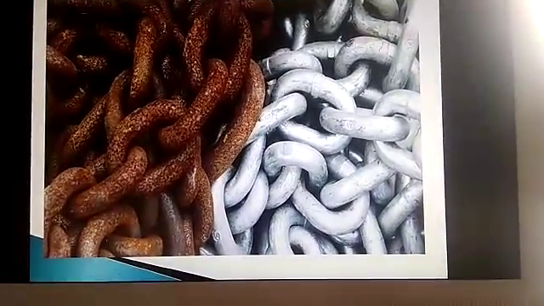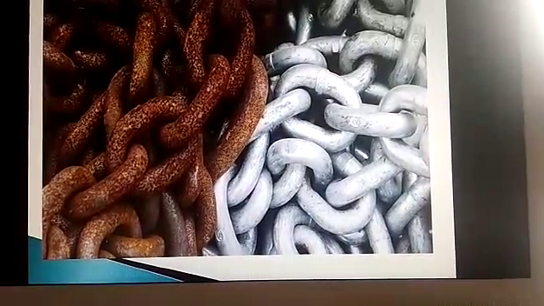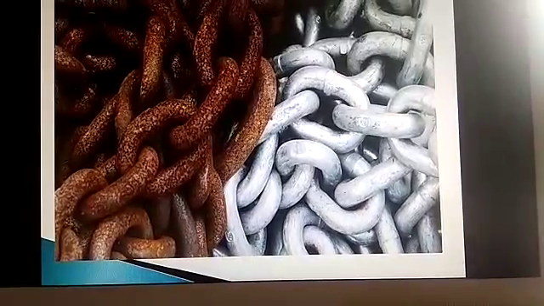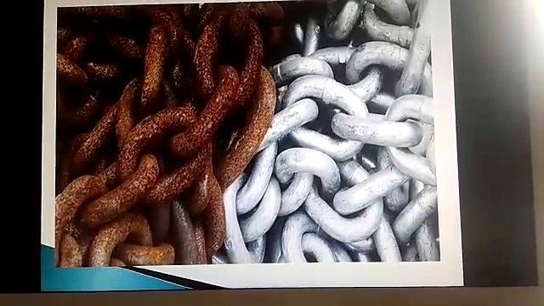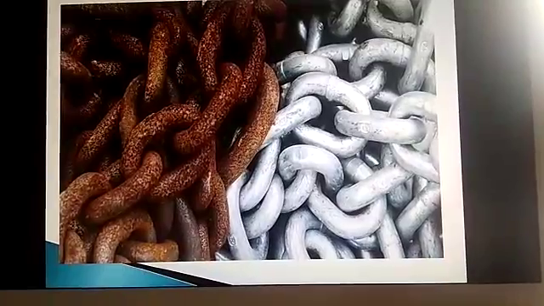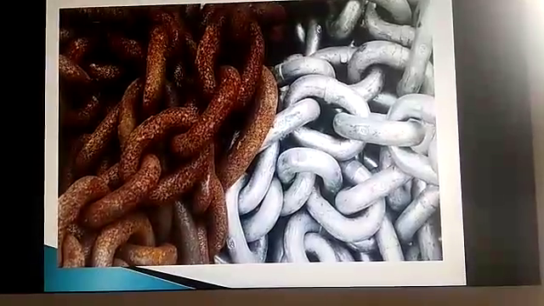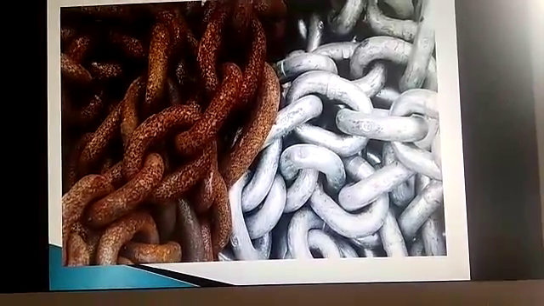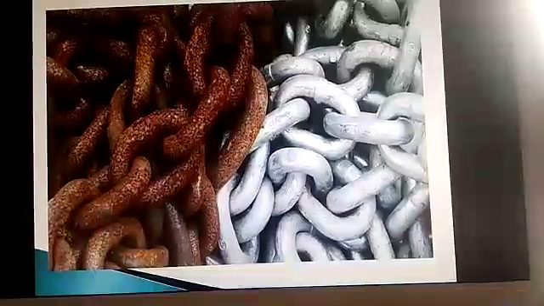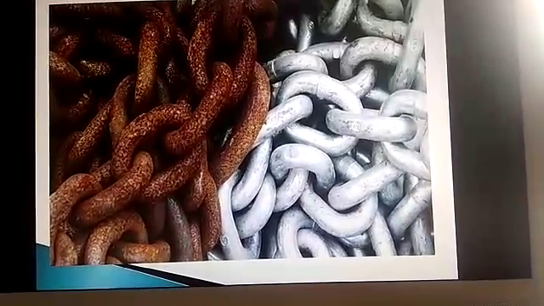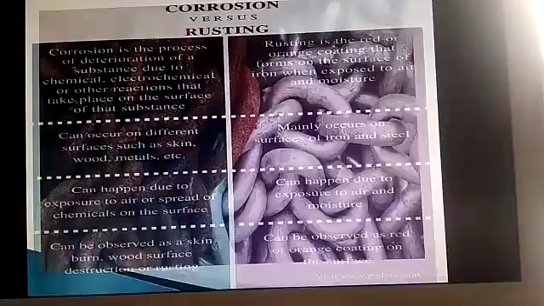See, corrosion and rusting. The white one is the painted one, and this is a metal chain which is exposed to air, and it formed rust, see on the top of that. When iron is exposed to air, it forms iron oxide. It comes like flakes, and when you touch it, it is a brownish, brick red color. And if you paint it and then expose it to air, nothing will happen, because the paint will lock the air from passing.